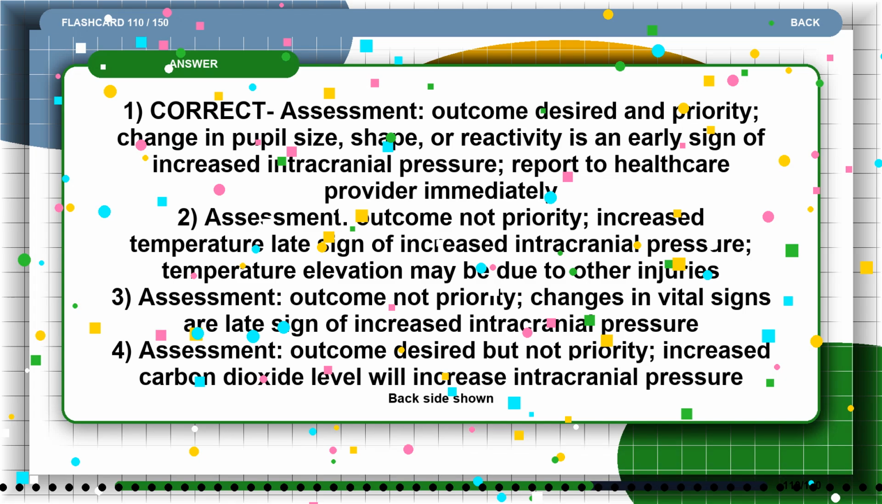The answer is 1. Correct assessment. Outcome desired and priority. Change in pupil size, shape, or reactivity is an early sign of increased intracranial pressure. Report to healthcare provider immediately. 2. Assessment. Outcome not priority. Increased temperature is a late sign of increased intracranial pressure. Temperature elevation may be due to other injuries. 3. Assessment. Outcome not priority. Changes in vital signs are a late sign of increased intracranial pressure. 4. Assessment. Outcome desired, but not priority. Increased carbon dioxide level will increase intracranial pressure.